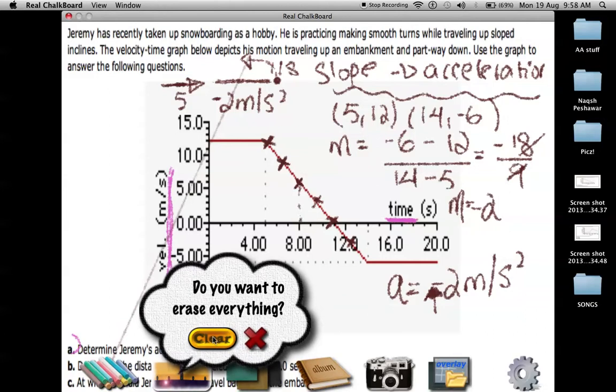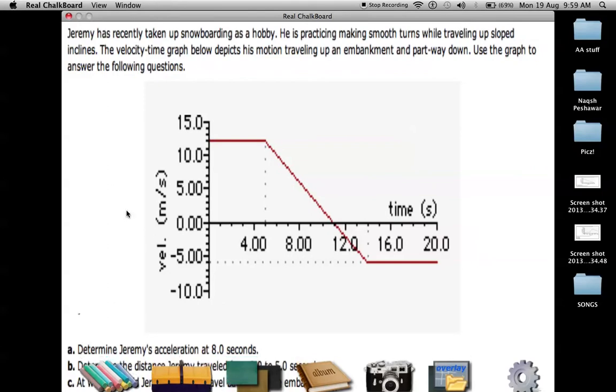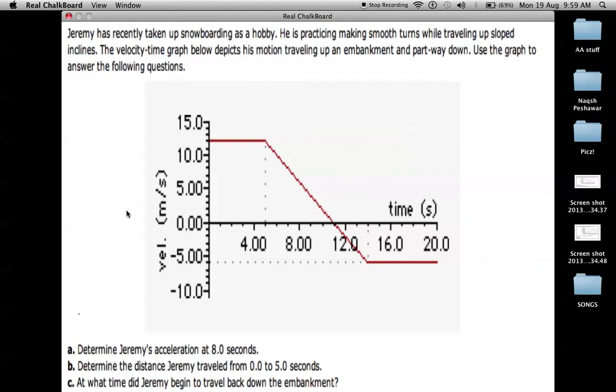Okay, let me just erase this. So the acceleration was minus 2 meters per second square at 8 seconds. Let's see. I can't see here. Determine the distance Jeremy traveled from 0 to 5 seconds.